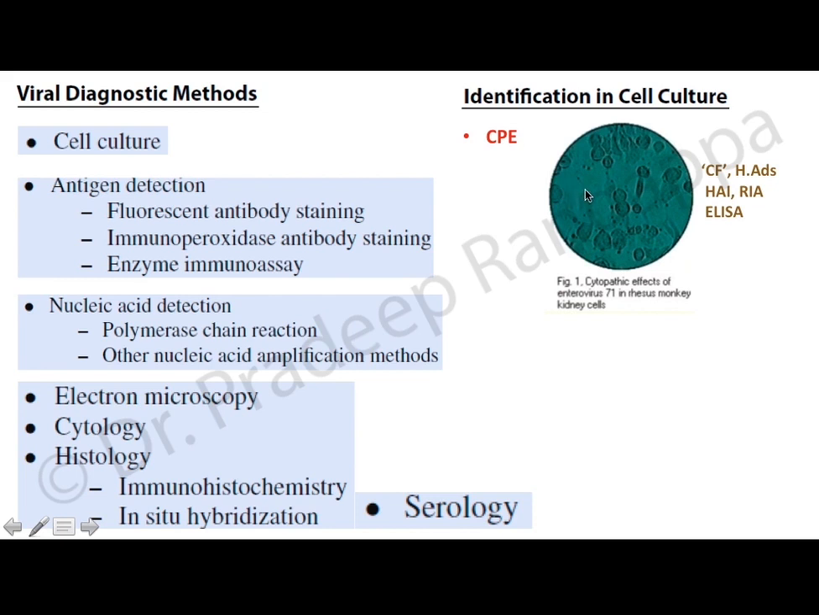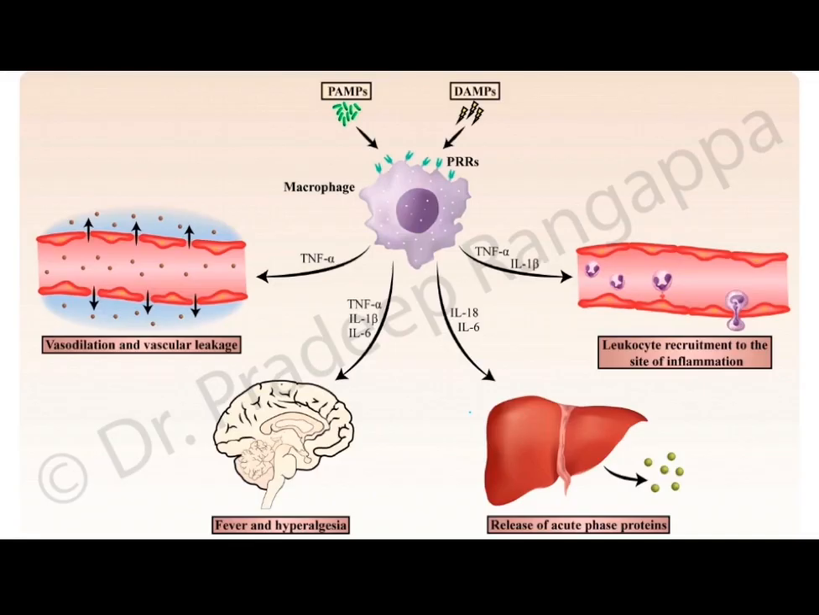Cytopathic effect is looking at the inclusions within the cells and identifying them by complement fixation, hemadsorption, or hemagglutination, immunoassay, radioimmunoassay, and ELISA. So cytopathic effect and serology seem to be the commoner tools to identify viral sepsis, and all the other means that you just heard are something which also could be used, maybe in more advanced centers.